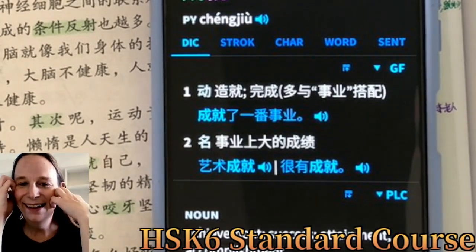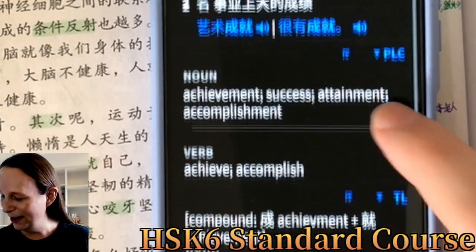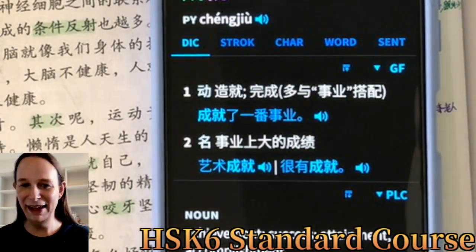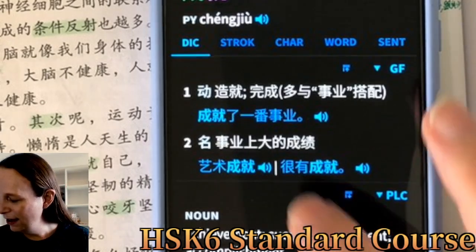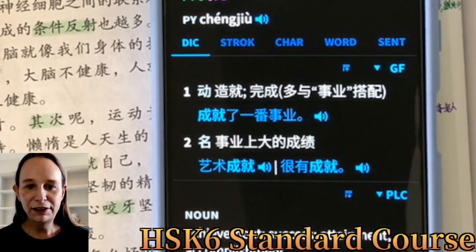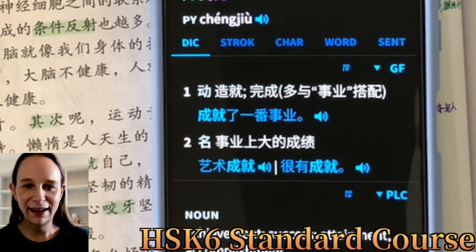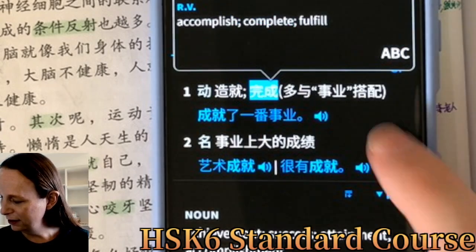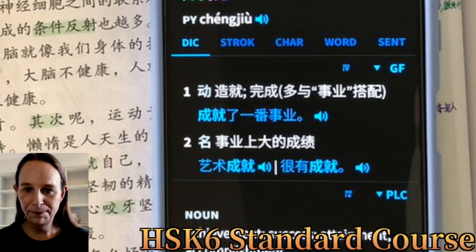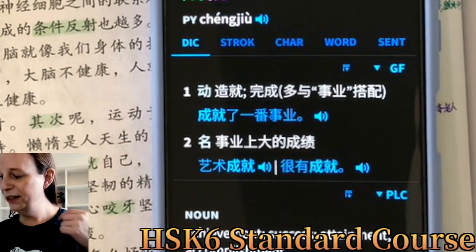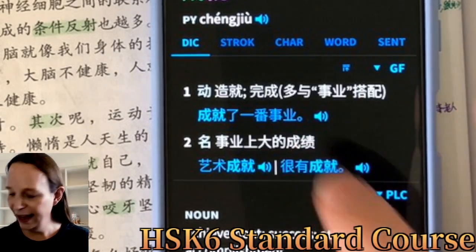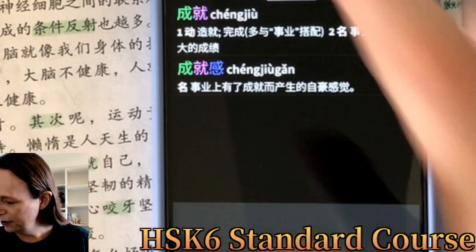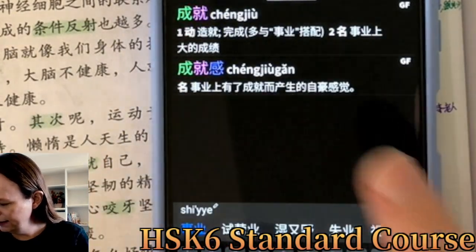Yeah, okay. So obviously I know 成就 as an achievement. 这是我们公司的很大的成就. This is our company's major success, or one of our major successes. 成就事业, 造就, 完成, 多与事业搭配. All right, so 搭配, this is a collocation. So you 成就事业. So let's put those together. 成就事业. There's no entry for that.